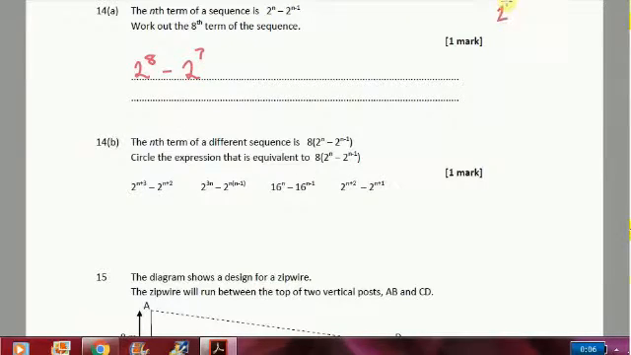2 to the power 3 is easy enough. 2 times 2 times 2 is 8. So 2 to the power 6, I would just square that and I'd get 64. 2 to the power 7, sorry, let's write it nicely, is 2 times 64, which is 128.